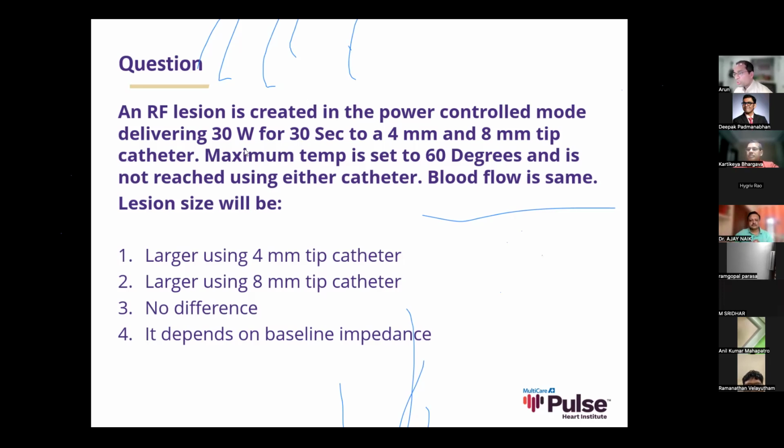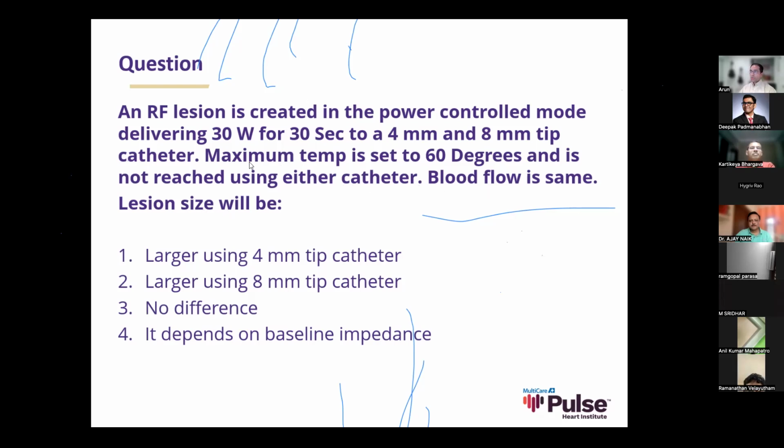So let's do this question actually. An RF lesion is created in power control mode, delivering 30 watts for 30 seconds on a 4 millimeter and an 8 millimeter catheter. Maximum temperature is set to 60 degrees and is not reached by either catheter. Blood flow is the same.